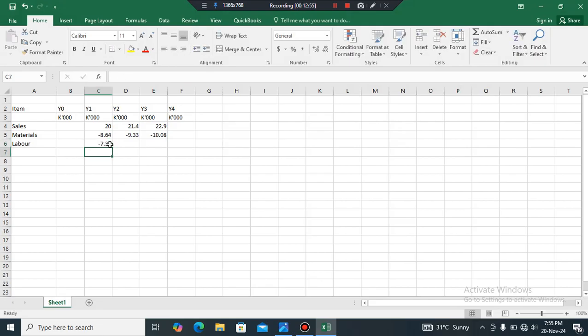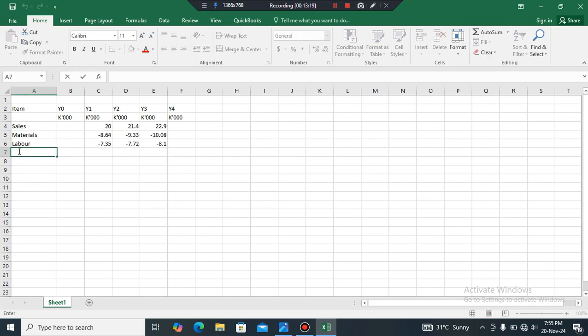Close brackets. Times 1.05 again. It's going to give us 7.72. Right? The same amount we multiply by 1.05. It's going to give us 8.10. Close brackets. And then what do we do now?